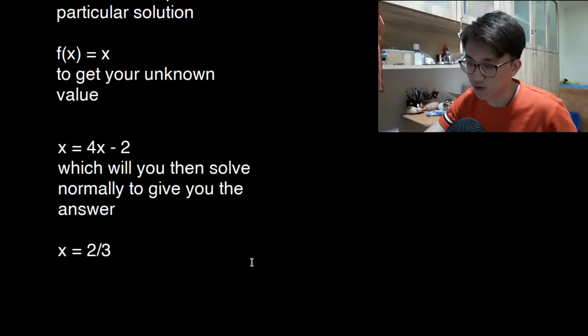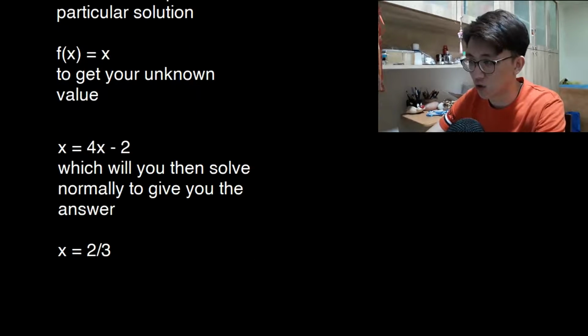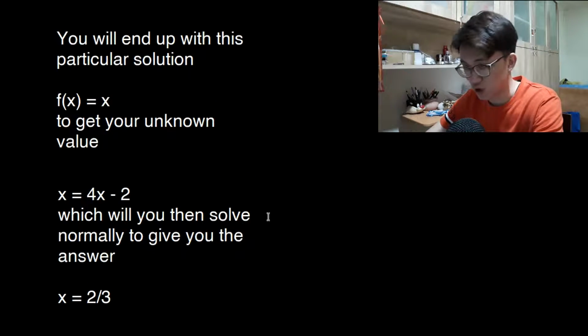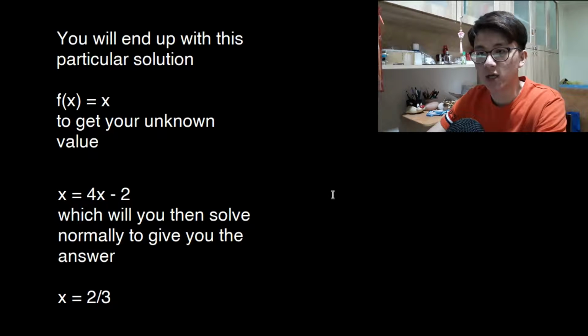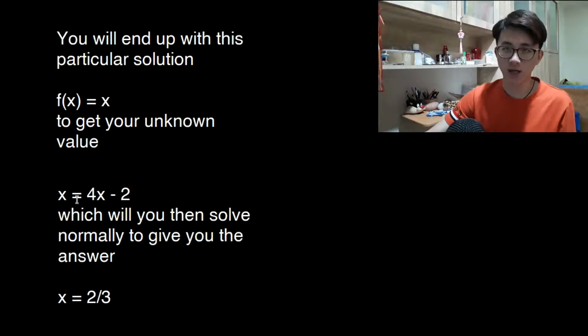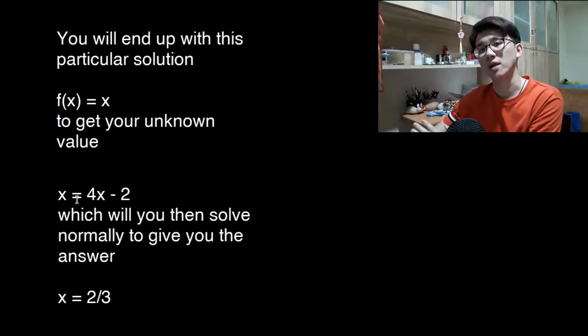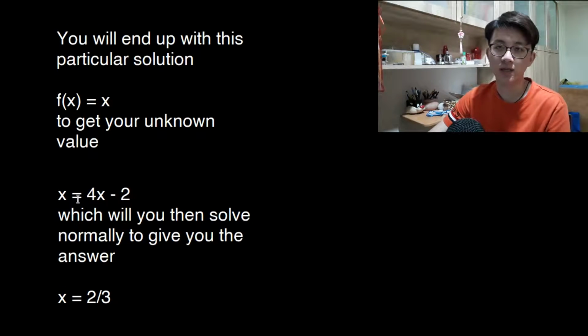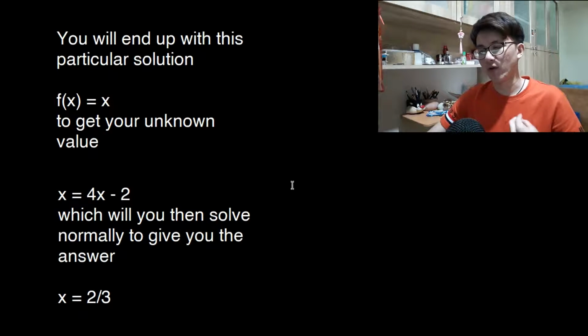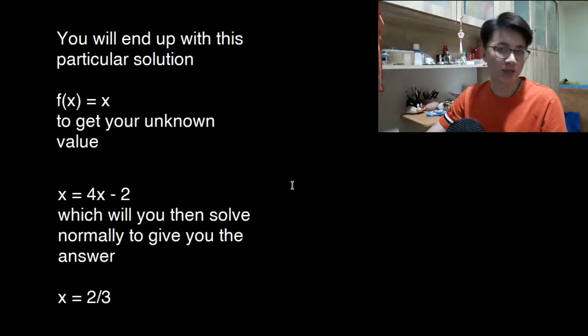In this example, you end up with f(x) = x, and you get an unknown value. If you solve it, you'll get x = 2/3, and if you put that in, the left-hand side will equal the right-hand side. You get what I'm trying to say? The main objective is that whatever value you put in, the answer must be the same as the value you put in.